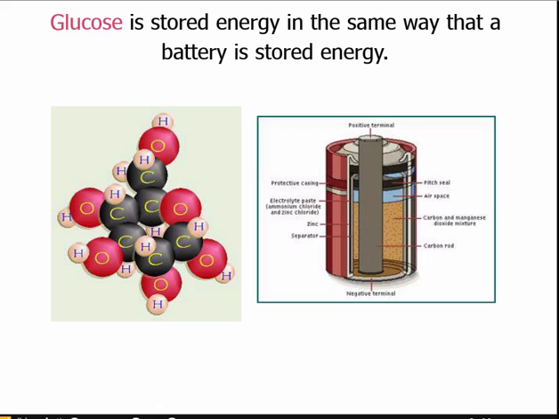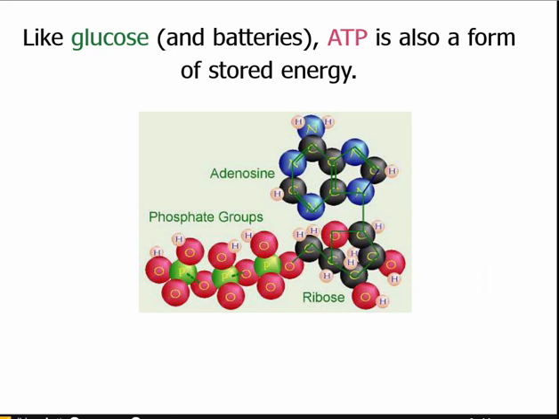Glucose is a stored form of energy. The sunlight escapes us. It enters the atmosphere and then it's gone and we lose that energy. So what chloroplasts are doing is capturing that sunlight and storing it in this high energy molecule called glucose, which is much like the energy stored in a battery. And like glucose and batteries, ATP is also a form of stored energy.